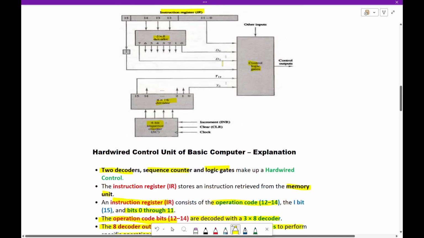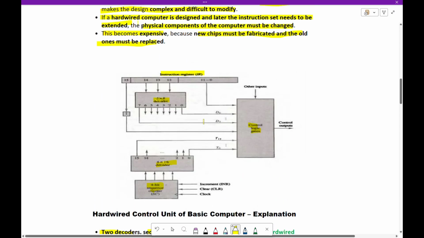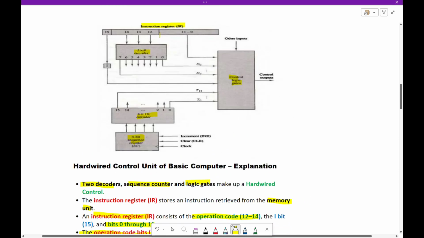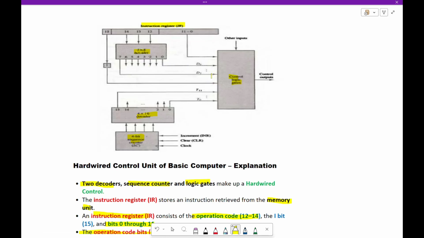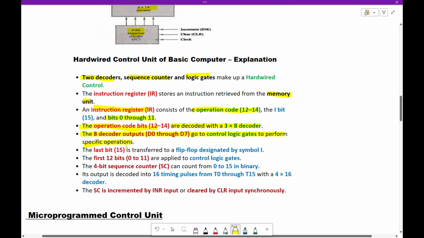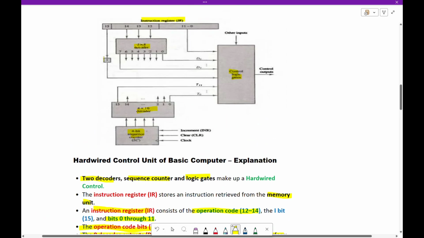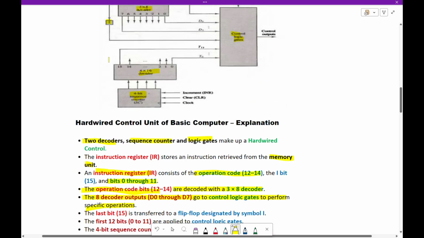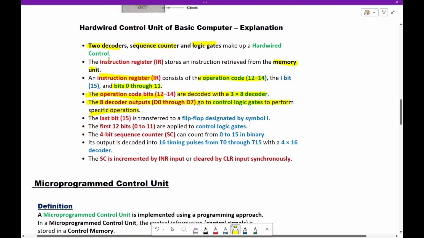Here you see that D0 to D7 are the decoder outputs, which go to the logic gates. The last bit, bit 15, is transferred to the flip-flop designated by the symbol I. The first 12 bits are applied to the control logic gates and the 4-bit sequence counter.